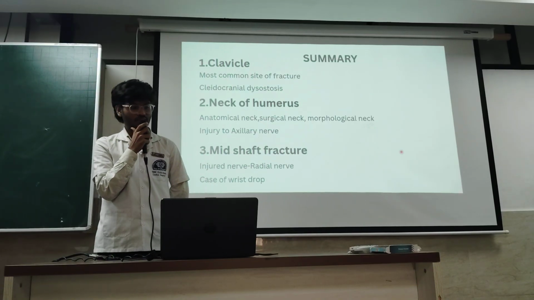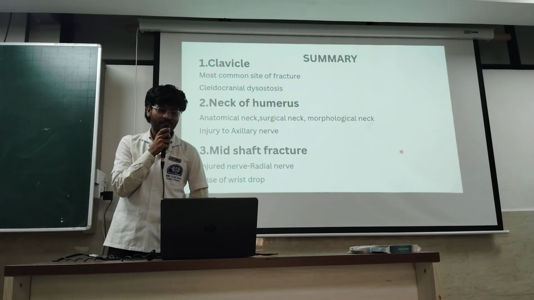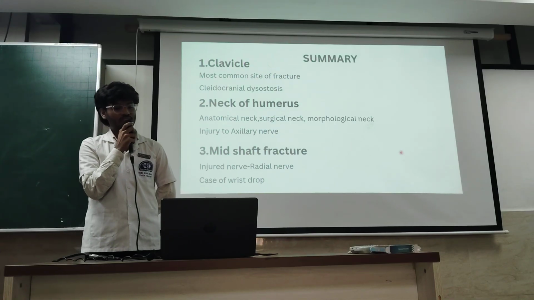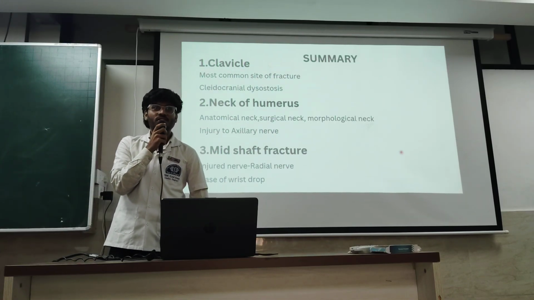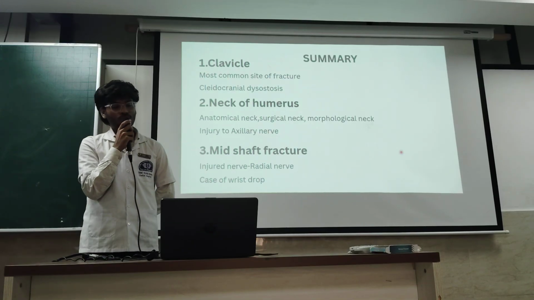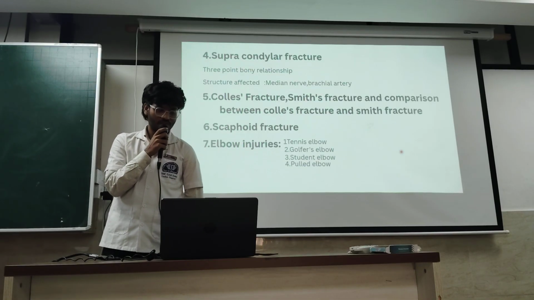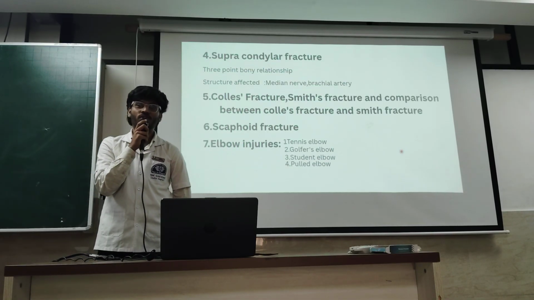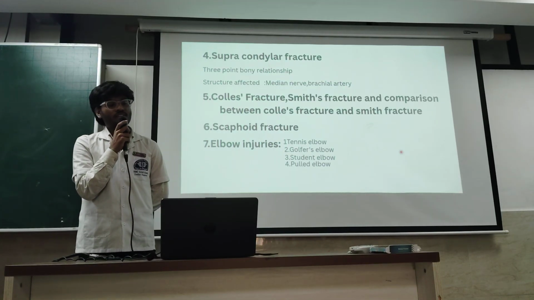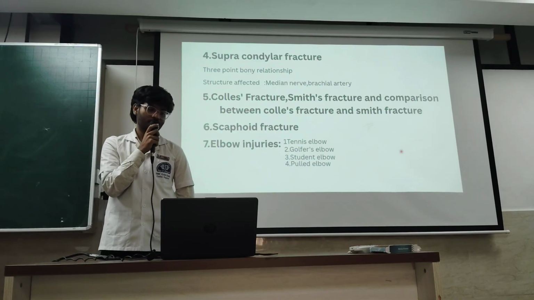Then we moved to the neck of humerus, in which we have seen anatomical neck, surgical neck, morphological neck, and injury to the axillary nerve. Then the third one was mid-shaft fracture. In it, the common site was the medial third, and the injured nerve was the radial nerve, which is present at the spiral groove. And we have seen the case of wrist drop in it. Fourth, we have seen supracondylar fracture, three bony relationships, and the structures affected in it were the median nerve and brachial artery. The fifth one was Colles fracture, Smith fracture, and comparison between Colles fracture and Smith fracture.